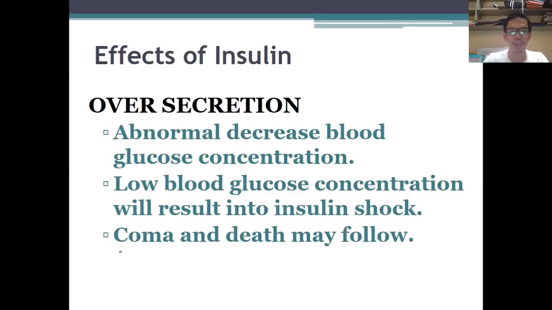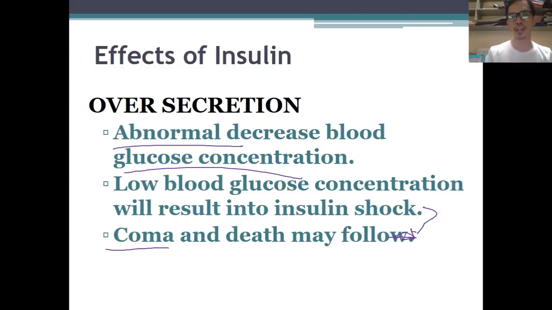It will lead to coma if you take in a lot of insulin, if you are injecting insulin. This causes an abnormal decrease in blood glucose concentration. Sugar is very important in the body, so it must be maintained at normal levels at all costs. Next, low blood glucose concentration will result in insulin shock. Then if you happen to have an insulin shock, coma will follow. So these are the effects of insulin in our body.